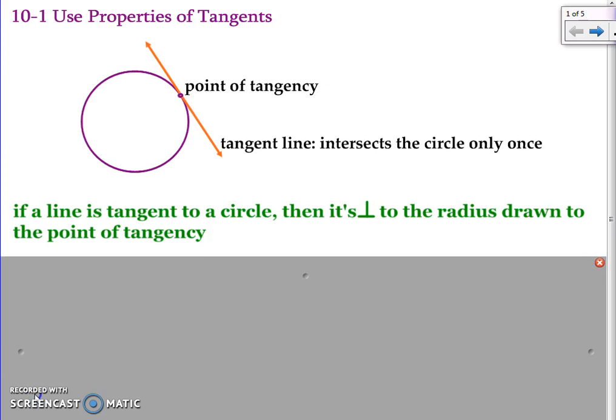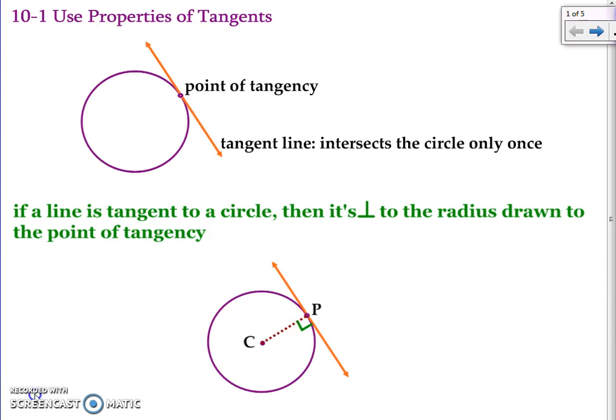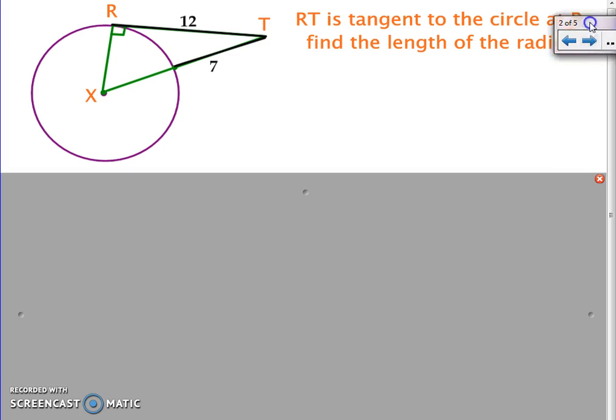It is also perpendicular to the radius. So at that point of tangency, if you connect it back to the center, it's always going to be a right angle right there. Okay, and we need to know that for the remainder of chapter 10 because they're going to use that. Because it's a right angle, we're able to use right triangles in this.